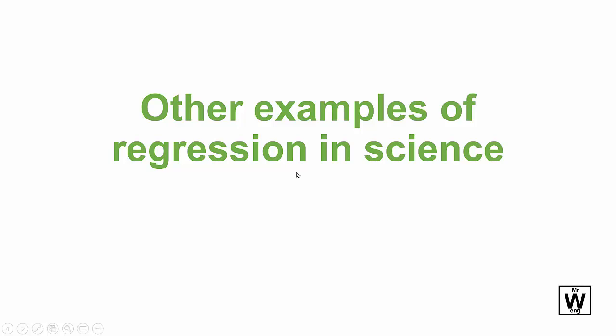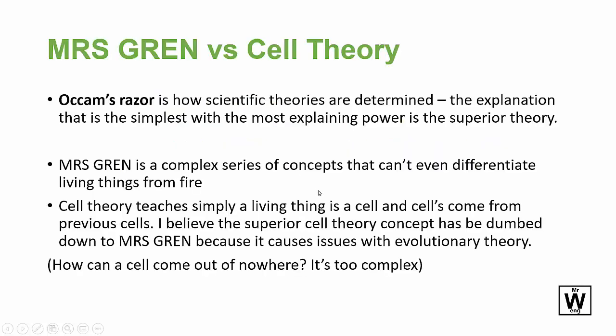So I'll just go over a few examples of those. One of them came up quite recently. A teacher was talking to me about the arguments that fire fits Mrs Gren, which it does. And that's because Mrs Gren is an inferior theory. Cell theory is what you should be taught. Something is living because it's a cell, and cells come from cells.